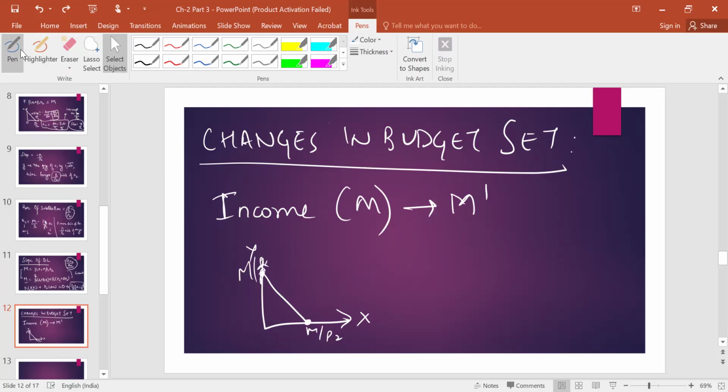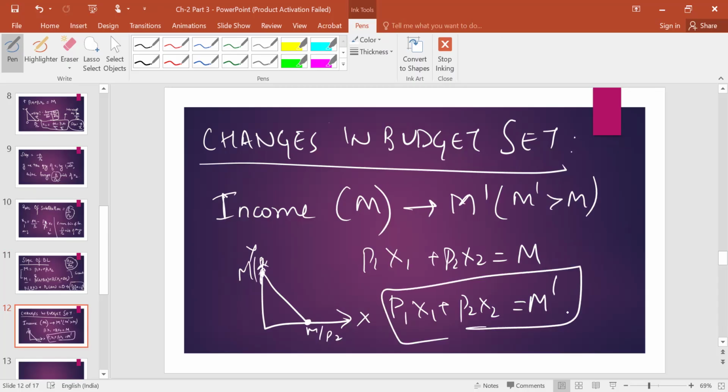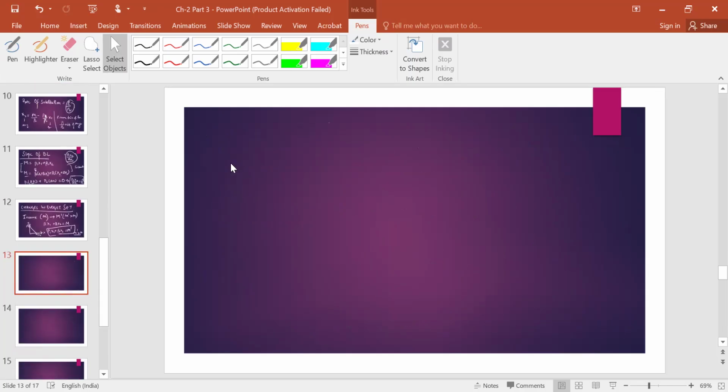My income was initially m, with the budget constraint p1 x1 plus p2 x2 equal to m. Now it has shifted to m dash, which is bigger than m. In that case I can consume more quantities of x1 and x2 because my income has increased. So p1 x1 plus p2 x2 is equal to m dash, and this m dash would be greater than m.